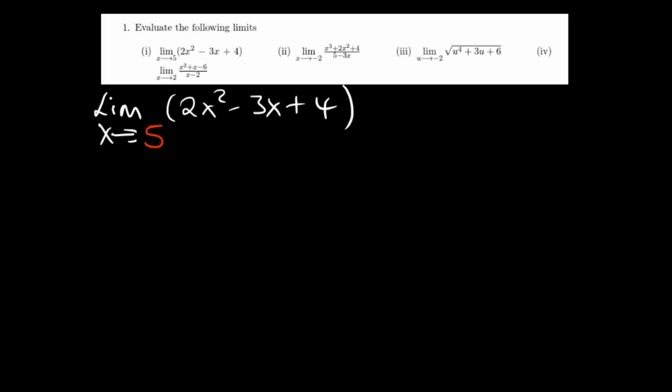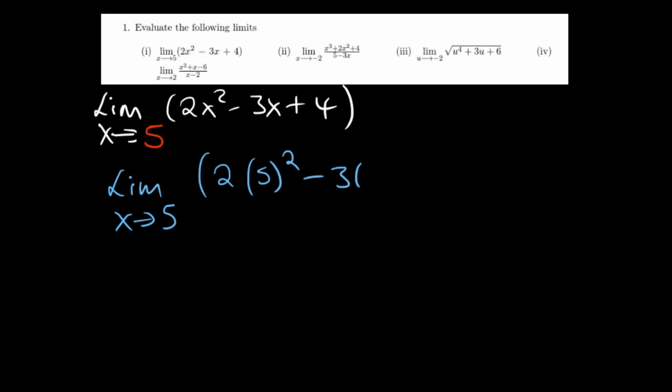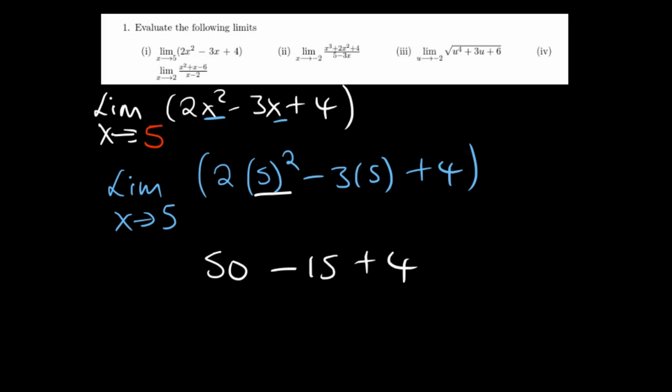In this case, if we substitute the 5, we're going to have 2, where there's x, we put the 5. That's what I've done. Where we had x, that's where I've substituted this 5. So 5 squared is 25, times 2 is 50, minus 15 plus 4. So that's going to be 50 minus 11. That's going to be 39. So that's how we simplify the limits. That's how we've done the first one. Okay, let's move.